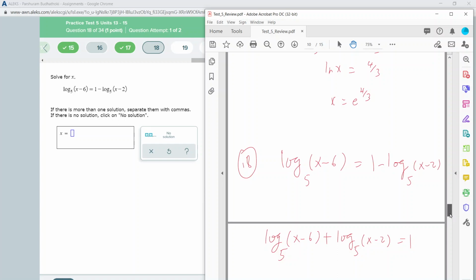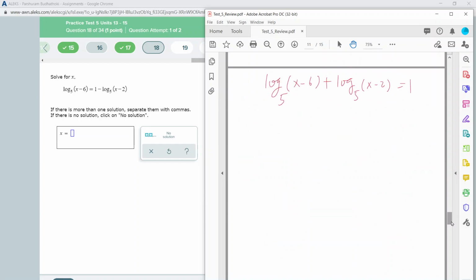Before solving this equation, let's find out the domain for the functions we are using here. Domain. As you can see that this x minus 6 should be greater than 0, and also this x minus 2 should be greater than 0, meaning x should be greater than 6 and x should be greater than 2. ∩ means intersection. So the intersection of x is greater than 6 and x is greater than 2.